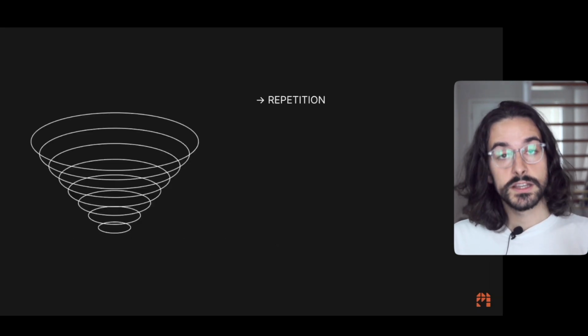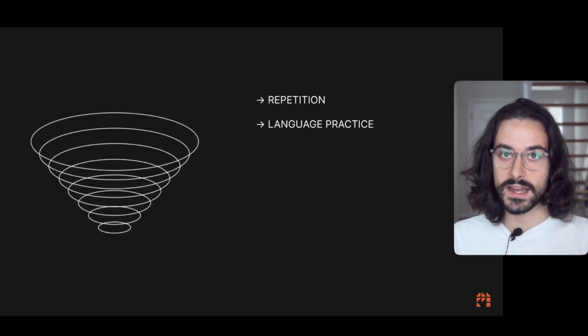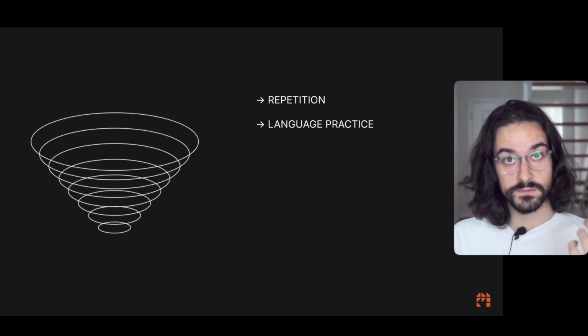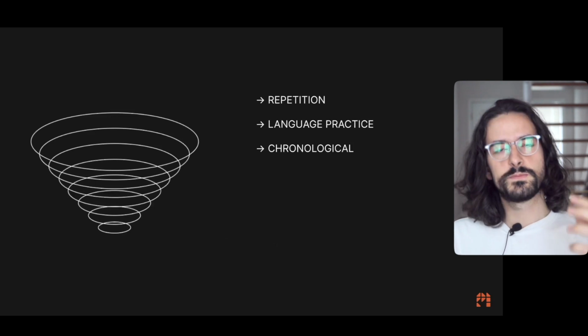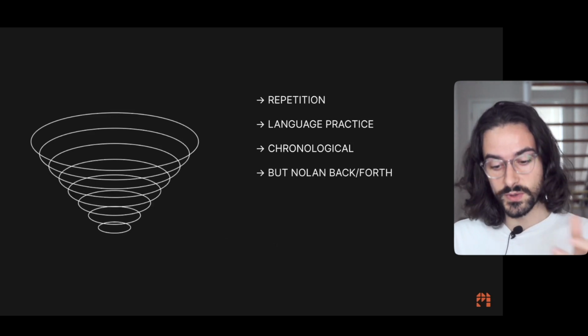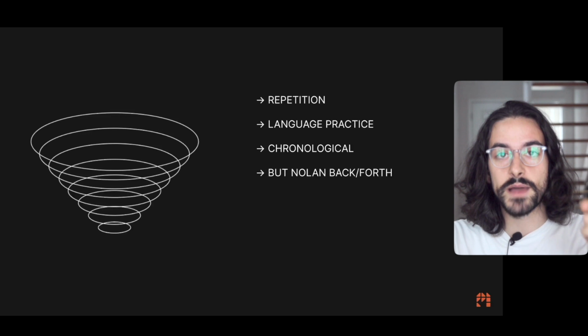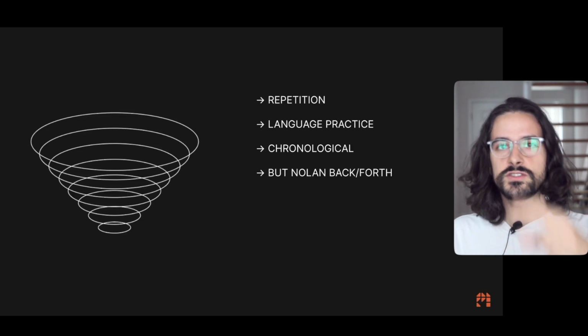The spiral methodology is great because we repeat stuff, like I'm repeating now. It's like language practice. You're going to learn how to speak the language of stats. And it's built in chronological order, but it's also built to be consumed in Christopher Nolan back and forth order, which means that you can just go back and forth.